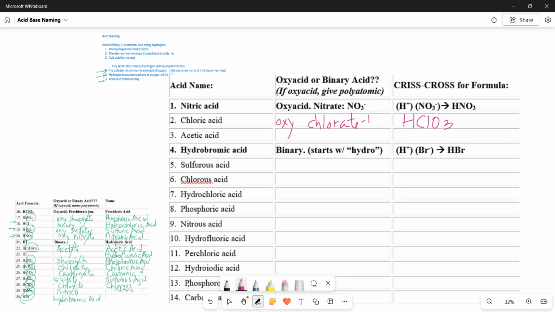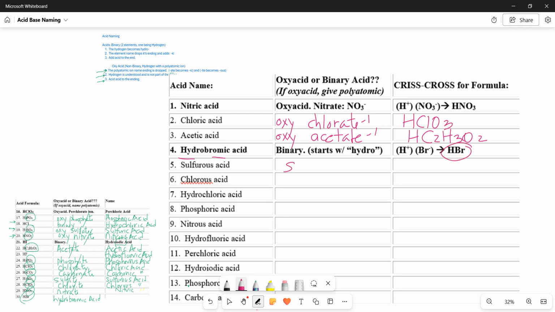Acetic acid. So there's no hydro here, so this is an oxy. Acetate is the poly, and it has a -1 charge. That means one hydrogen with the acetate poly. The next one's done for us. Hydro tells me it is binary. Bromic, it comes from bromine. So we're going to add hydrogen with the bromine, and bromine is a -1, so we have HBr.